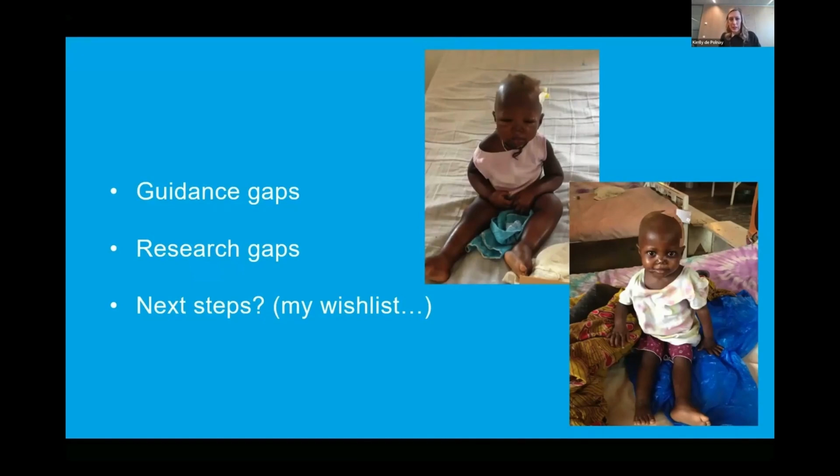My wish list is that we can update the normative guidance about how to measure these children and their complications, taking into account the available research, but also hopefully then really inspiring people to do more research so that we can really answer these questions and be able to treat these children better.